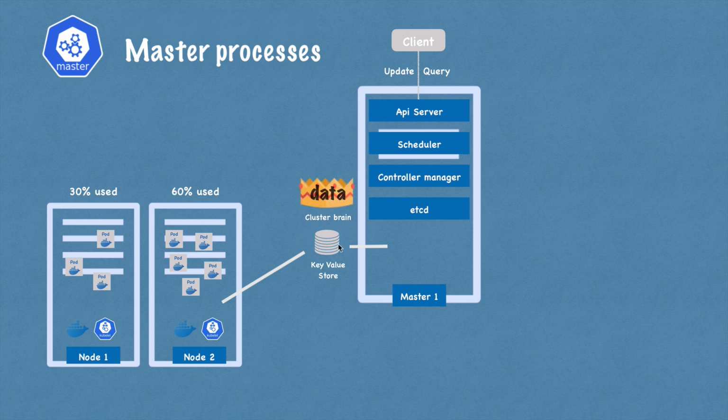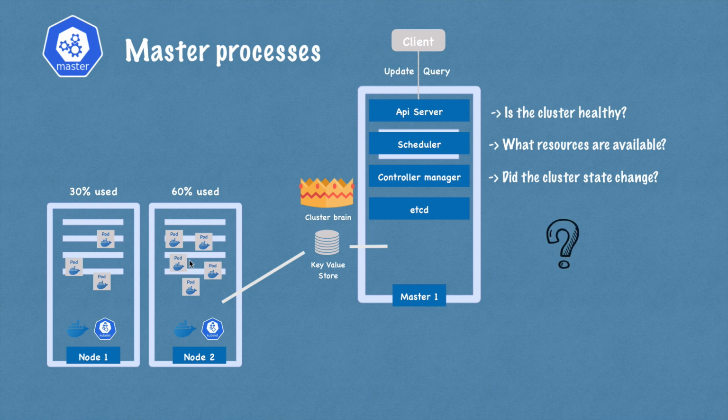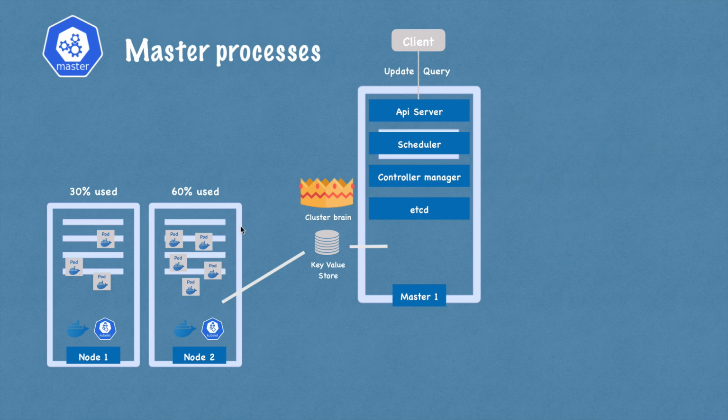So for example, how does scheduler know what resources are available on each worker node? Or how does controller manager know that a cluster state changed in some way? For example, pods died, or that kubelet restarted new pods upon the request of a scheduler. Or when you make a query request to API server about the cluster health or for example, your application deployment state, where does API server get all this state information from? So all of this information is stored in etcd cluster.